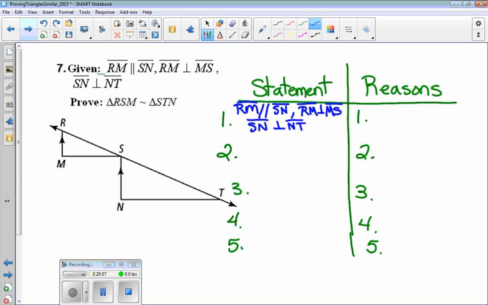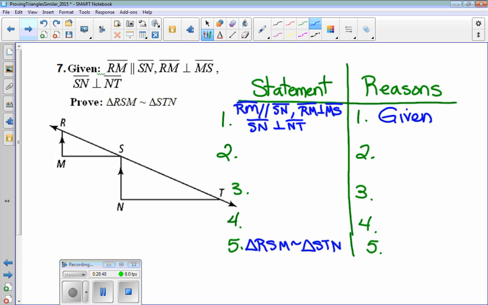What's the first reason? Sharia, what is it? What's always my first reason? Given. Do I ever have prove as a reason? If I ever see the word prove as a reason on a proof, most frustrating thing, never. Prove is never a reason. What's my last statement always? What I'm asked to prove. In this case, it's going to be triangle RSM is similar to triangle STN. Okay, that's good.